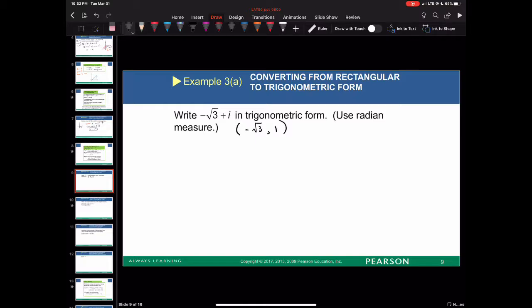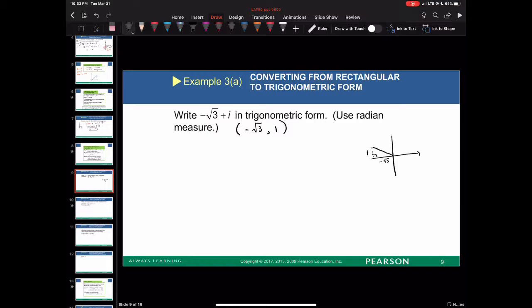Because it's the number that's in front of i is going to be 1. So if we looked at a sketch of this, and I'll write it over here to the side, it'd be going like this. And let's say if we had a right triangle, we'll say it'd be 1 going up, then we'll have what? Negative square root of 3.